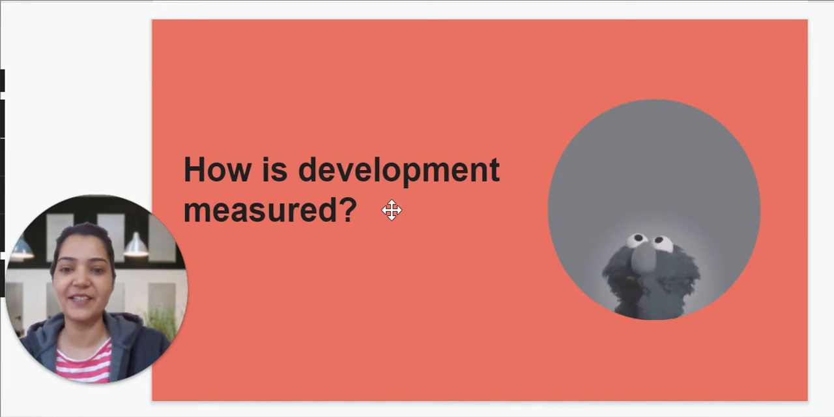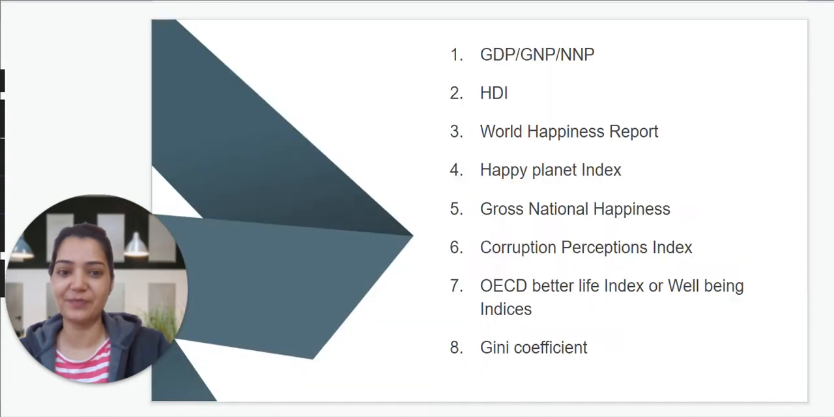Let's get started with measurement, how to measure development. Different indexes measure either growth or development. Advantages and disadvantages can be calculated on the basis of the concept of growth and development. Keep it in mind, okay?